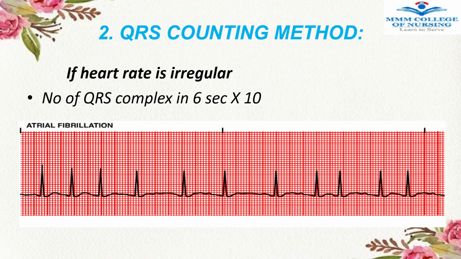Here we have 11 QRS complexes present. So the patient's heart rate is expected to be 110. Here, 11 into 10 gives you 110, so your patient will be having a heart rate of 110 per minute.